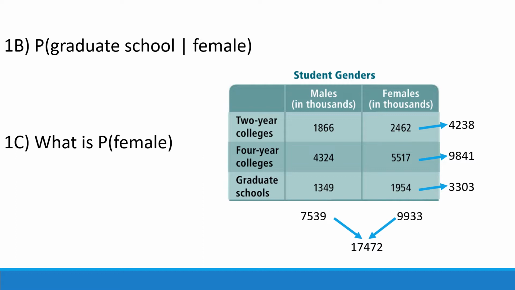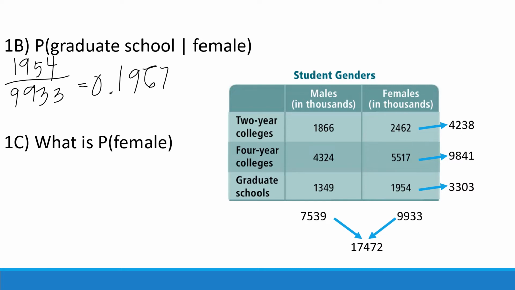There are 9,933 females, and out of those, 1,954 are in grad school. So that would be 0.1967. If we round, let's round that up to 20%. Actually, no, let's do 19.7%.